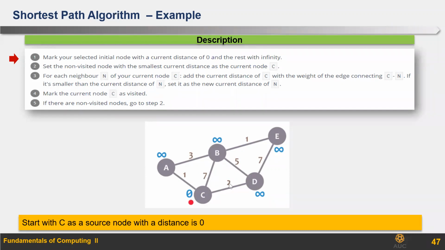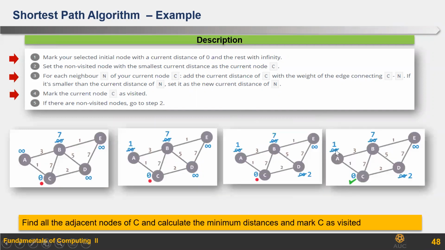0 plus 2 is it less than infinity? Yes, it's less than infinity. هسكاتش infinity واحط 2. 0 plus 7 is it less than infinity? Yes, it is less than infinity. هشيل الانفينيتي واحط 7. 0 plus 1 is it less than infinity? Yes, it is less than infinity. هسكاتش الانفينيتي واحط 1. اتكون لي المنظر ده 1 7 2 and infinity.